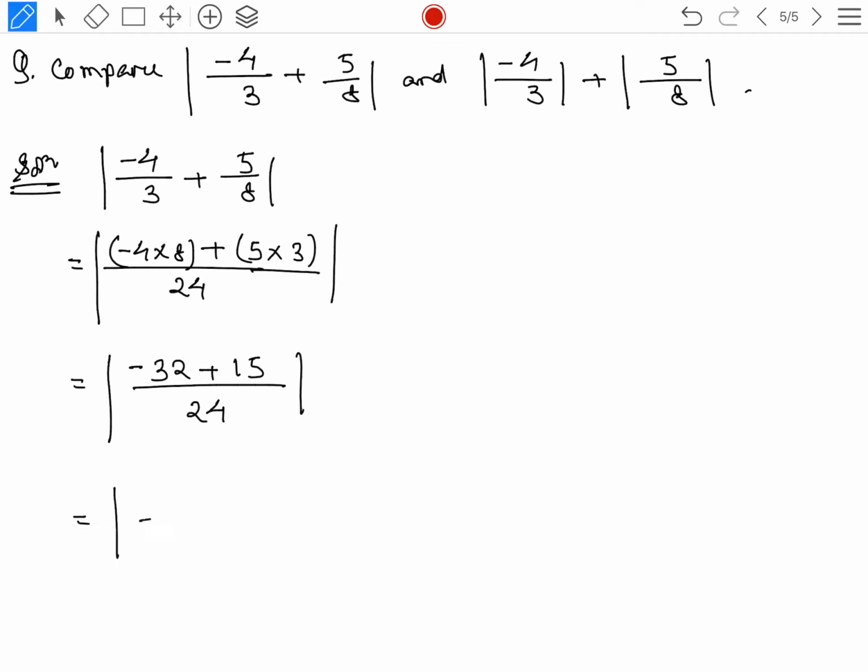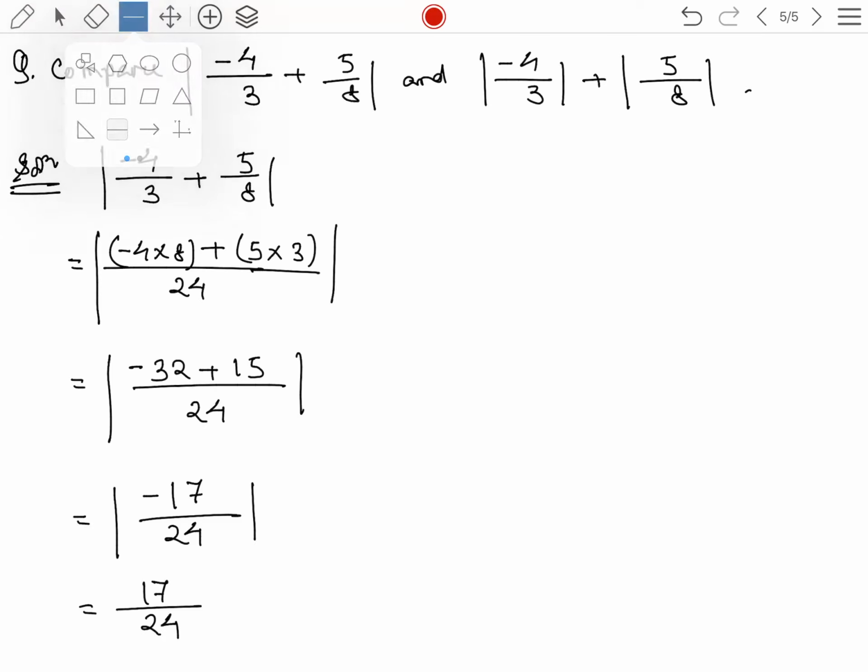Again, subtraction of integers. Minus 32 plus 15. Minus 32 plus 15 means how much? Minus 17. Absolute value of minus 17 by 24 means how much? You will remove the sign. You will write the numerical value only. So 17 by 24. So this one you have understood.